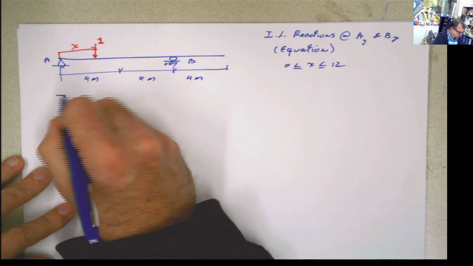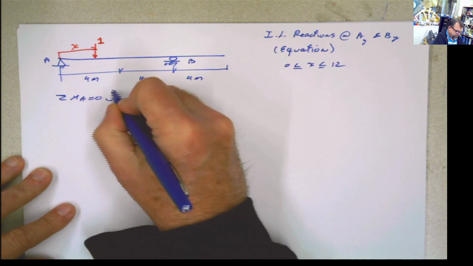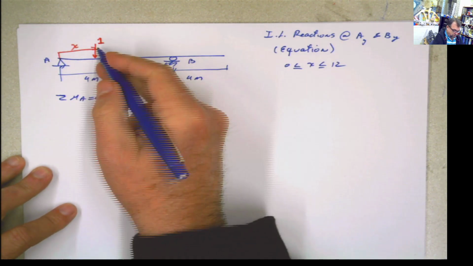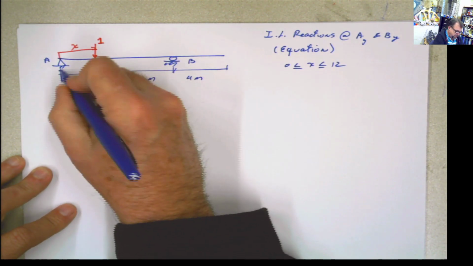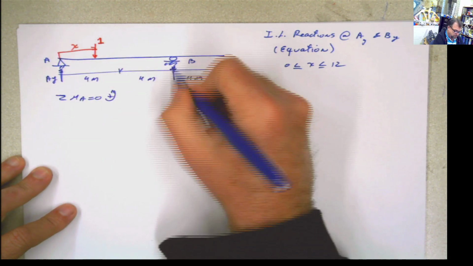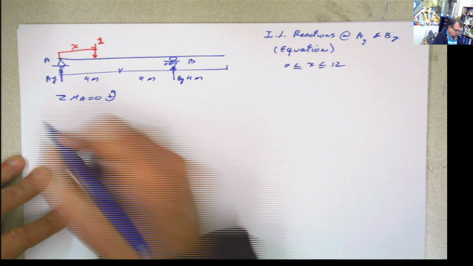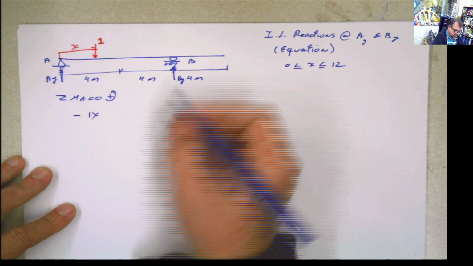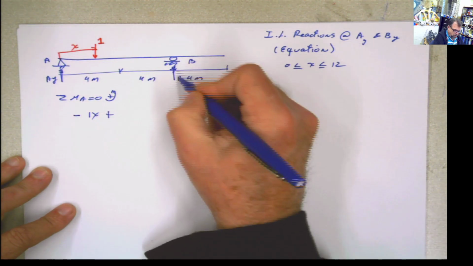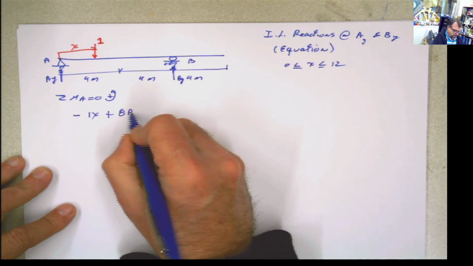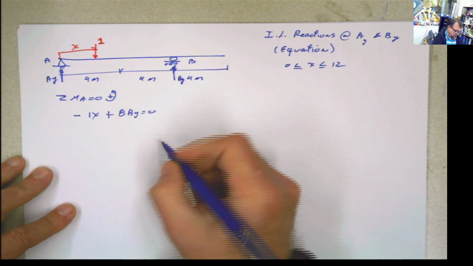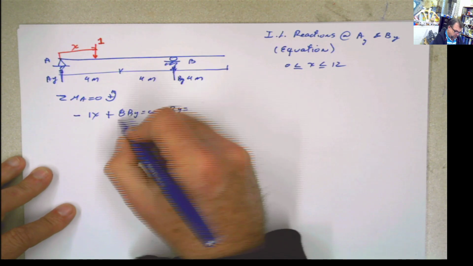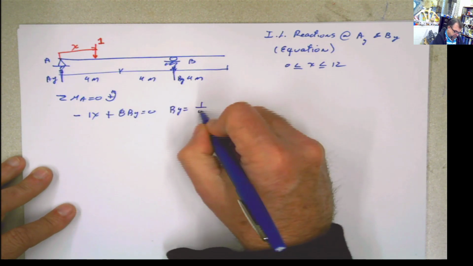So summation of moments at A equals 0, like that. Now I can do summation of moments here. This is the reaction AY, this is the reaction BY. Summation of moments at A, so you have negative 1 times x, negative 1x, plus BY times 8, or 8BY, equals 0. And you can get that BY is going to be equal to, passing this to the other side, 1/8 of x.